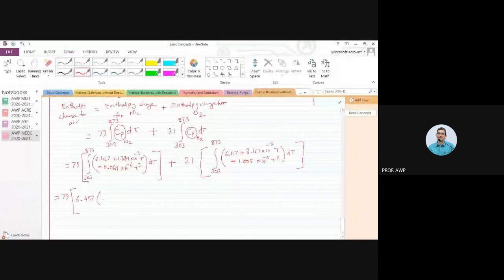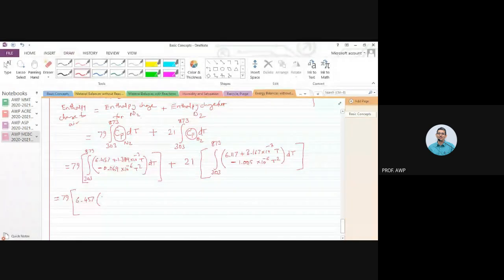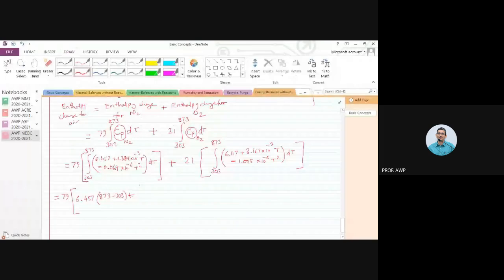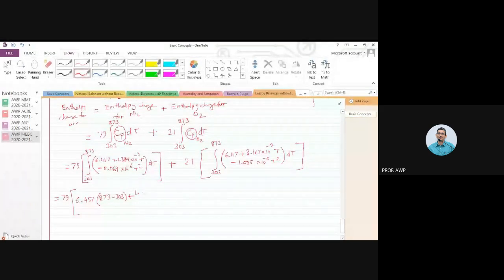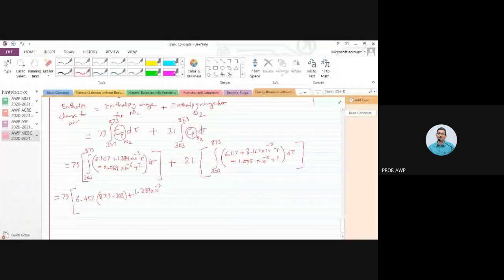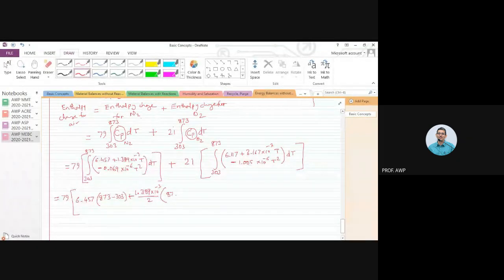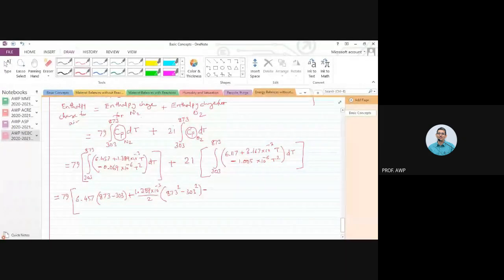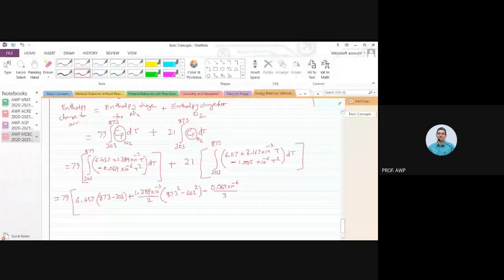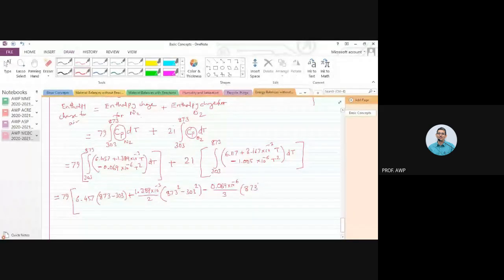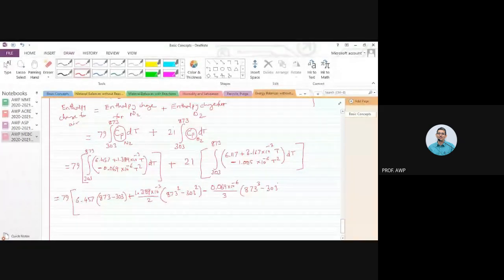Right. So we can expand 79 multiplied by 6.457 integral with respect to temperature. That would just be 873 minus 303 plus now integration of T, so that is T square by 2: 1.389 into 10 raised to minus 3 divided by 2 T square, 873 square minus 303 square, minus T square integrated, so that is 0.069 into 10 raised to minus 6. Integration is T cube by 3, 873 cube minus 303 cube.